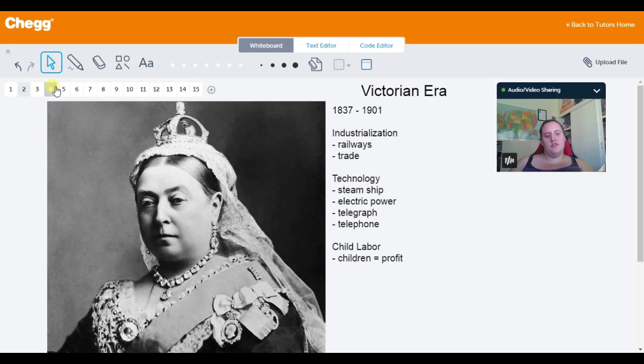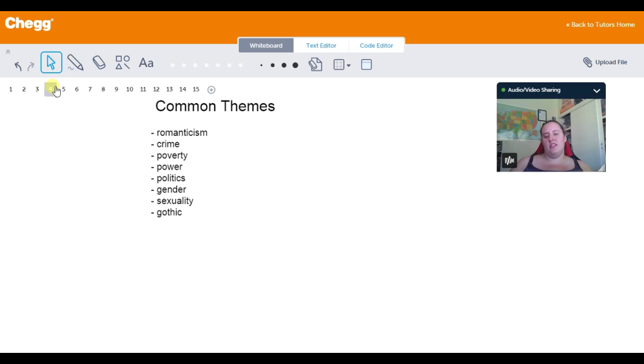Now, the literature of this period was quite distinct in the fact that it dealt with new and unique topics. It reflected upon the use of romanticism, crime, poverty, power, politics, gender, sexuality, and was quite often Gothic in nature. So I've picked quite a couple of authors and their most important works.